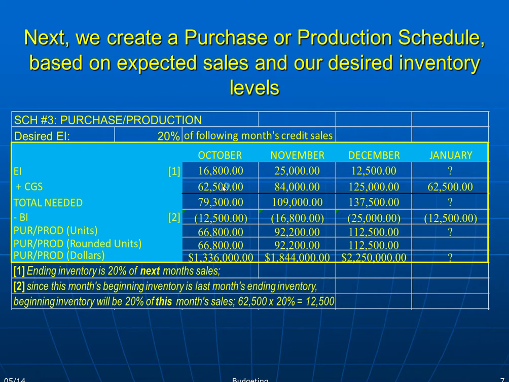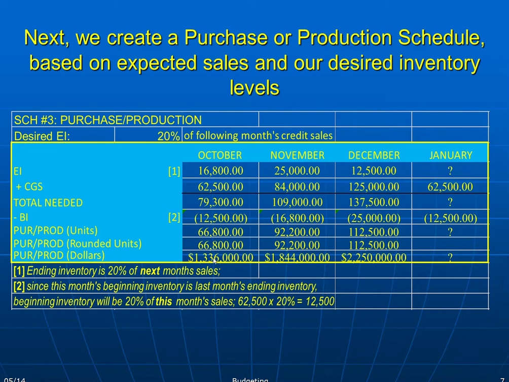So here's the desired ending inventory, here is our budgeted level of sales. This is the total amount of inventory that we're going to need. How much inventory do we have on hand? Well, my beginning inventory this month was my ending inventory last month. And my ending inventory last month would have been 20% of this month's budgeted sales. Well, 20% of this month's budgeted sales, which was 62,500, is 12,500. So this is what I need. This is what I have on hand already. So what will I need to purchase? 66,800 units. Okay. And then in case I get a fractional unit, I'll need to round that up.